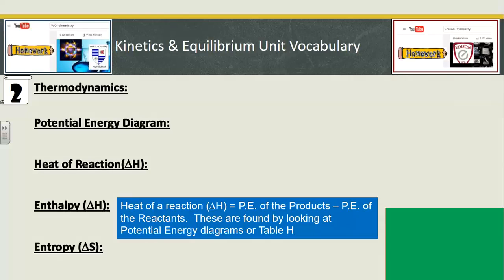H, I think H is for heats of reactions. No, it's I, table I. There's a typo there, so fix that. Energy diagrams or table I.